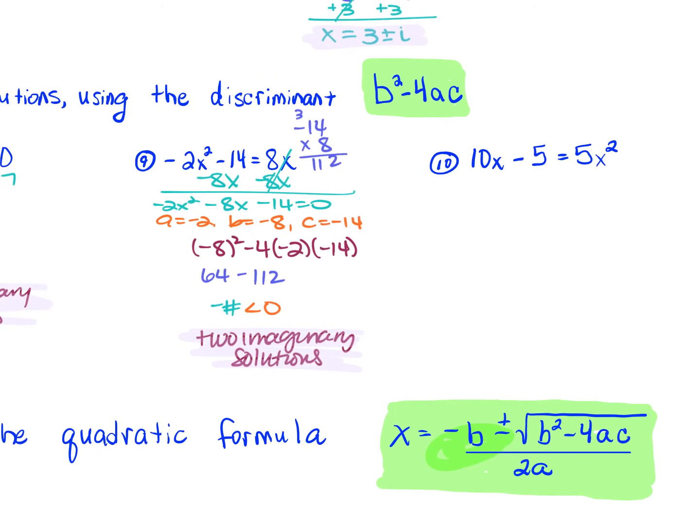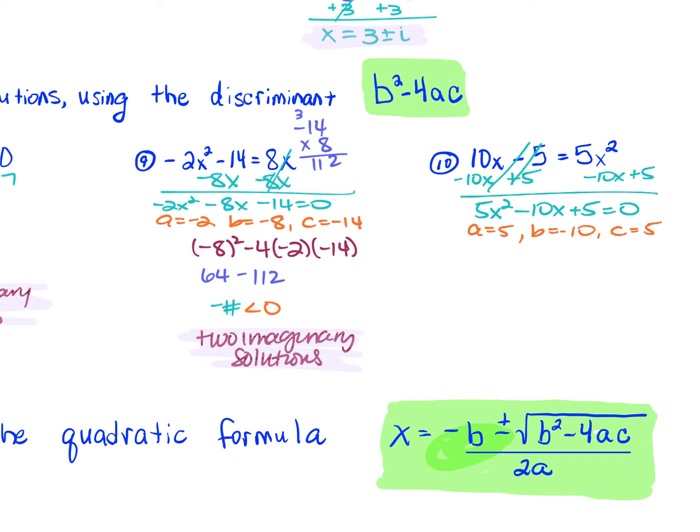For number 10, you have 10x minus 5 is equal to 5x squared. I'm going to move the 10x over by subtracting it from each side. I'm also going to move the 5 over by adding it to each side. So this is going to give us 5x squared minus 10x plus 5 is equal to 0. A is 5, b is negative 10, c is 5. So your discriminant is b squared minus 4 times a times c. Plug everything in. It's going to give us negative 10 squared minus 4 times 5 times 5.